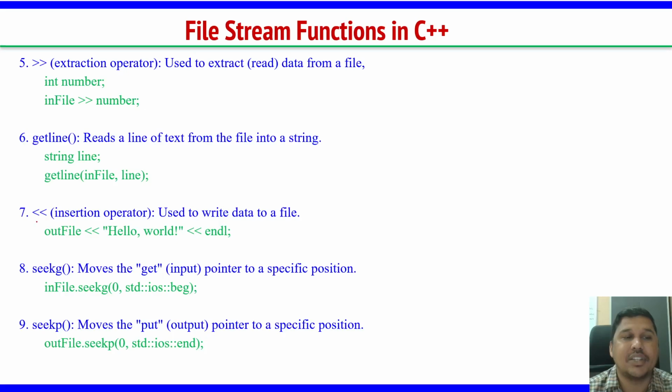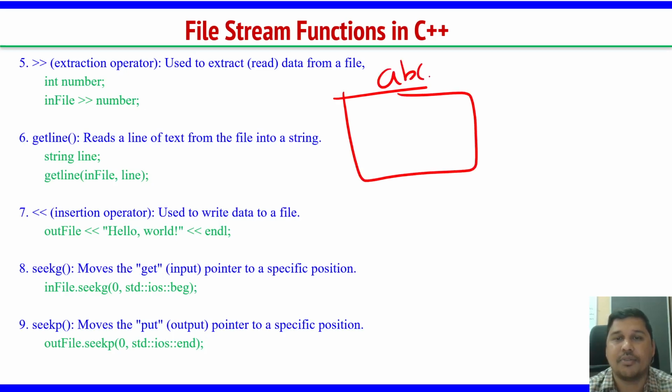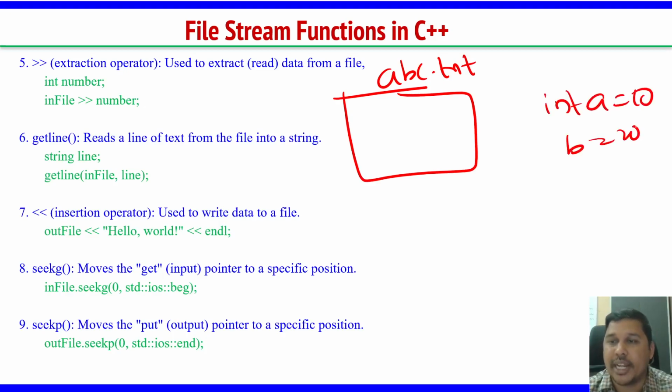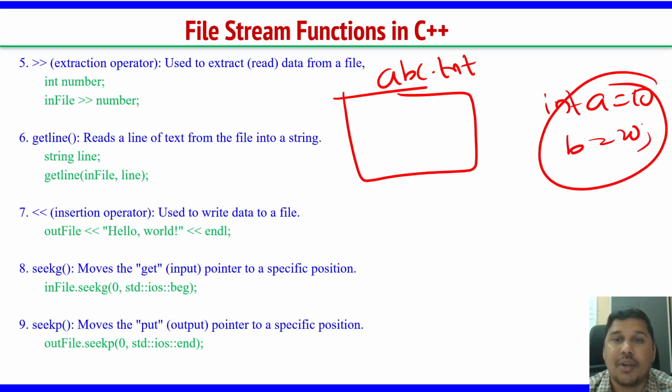In the same way we have insertion. It is used to write data to the file. There exists a file abc.txt. In my program I have two variables, a equal to 10, b equal to 20. I want to store these two values in abc. So how do we store these two values in abc.txt? Using the insertion operator. So another object I am creating is outfile.